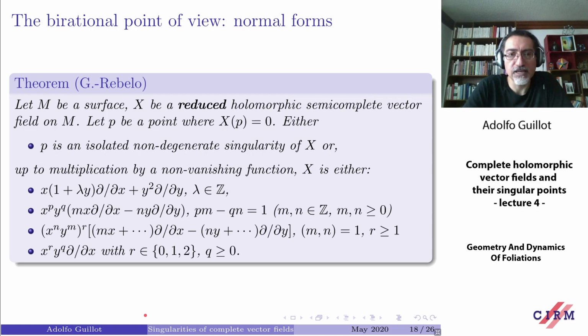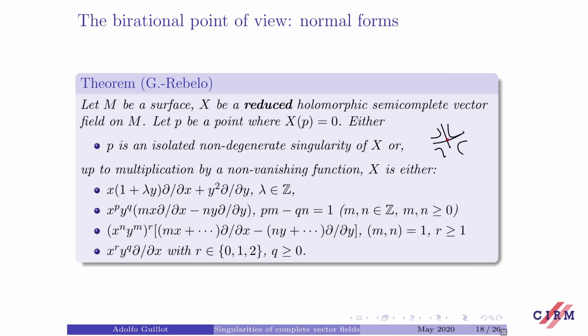The first one is that your vector field has a non-degenerate isolated singularity. So this is the first possibility. So these we knew. So this is, of course, reduced. And here we have only one singular point and the vector field. So this is no curve of zeros.